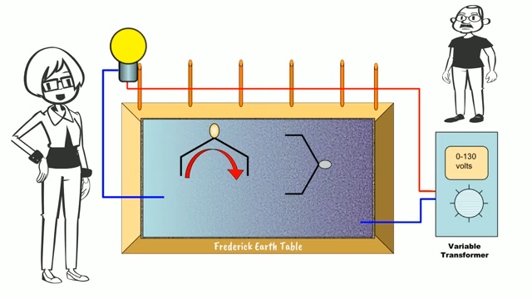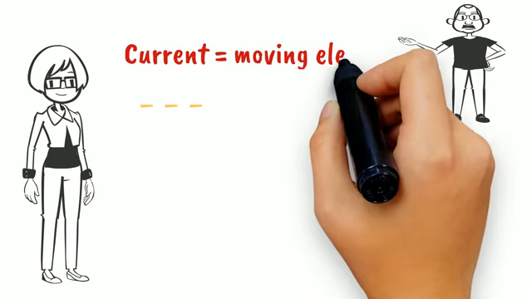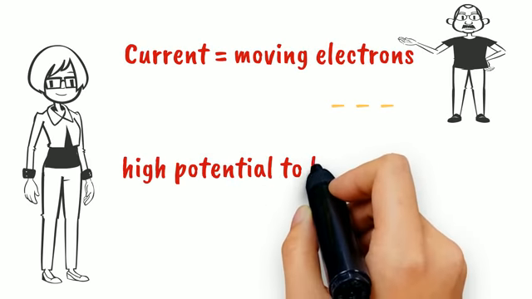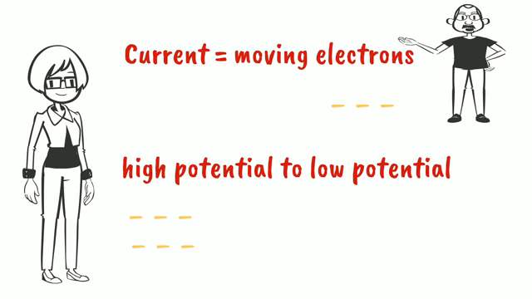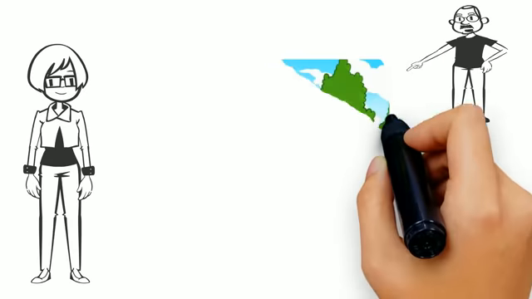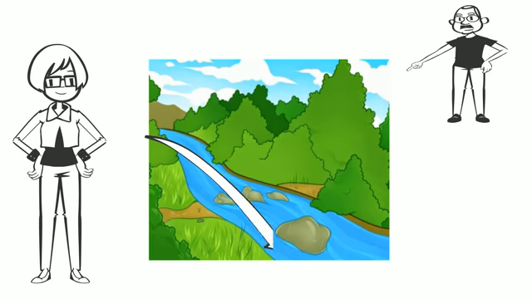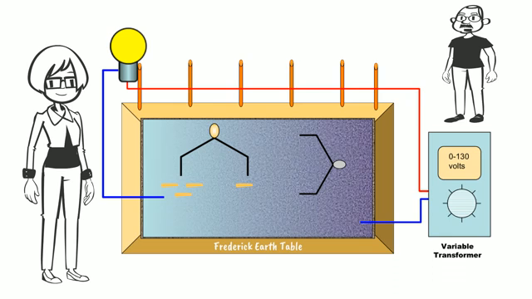Ralph, can you explain this? Remember that current refers to moving electrons. Electrons move from an area of high potential to an area of low potential. Just like water flowing downhill. The copper figure on the left has an electron gradient between the two copper feet. So electrons flow from high potential to low potential and the current lights the bulb.